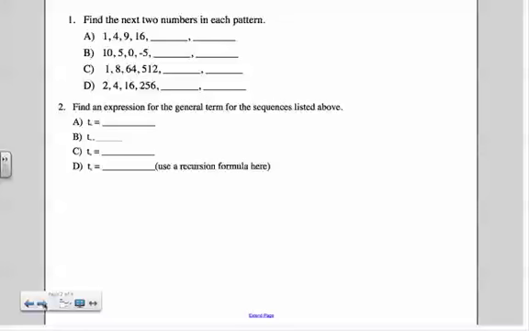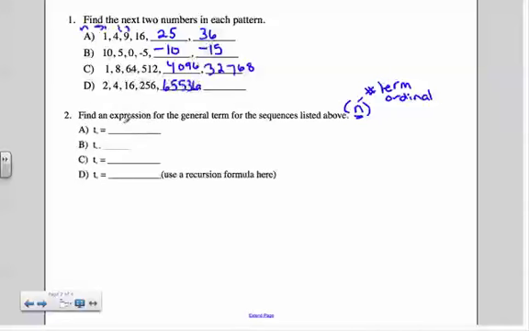Question number 2 says find an expression or formula for the general term of the sequences listed above. And our general formulas are always going to use n, where n stands for the number of the term. It's also called the ordinal because it orders the term: first, second, third, and so forth. So I'm just going to carry over our answers from the last page, so we have them to work with. So the formula for the first one becomes n squared.